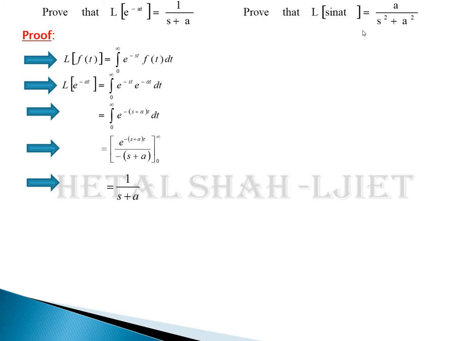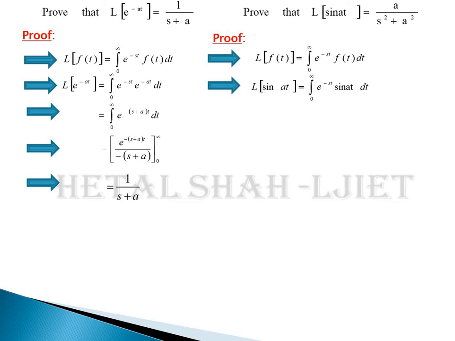Now another formula, that is prove that Laplace of sine at is equal to a upon s square plus a square. Once again start with the formula or the definition of Laplace transform. Now our function is sine at. The function f(t) is sine at. So e raised to minus st sine at dt.